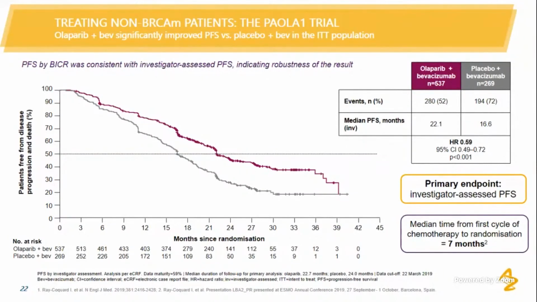Again, if we see the PFS benefit in the non-BRCA mutant population in the PAOLA-1 trial, there's a PFS benefit when olaparib along with bevacizumab is given versus placebo with bevacizumab. And it was about 7 months. So within 7 months, the patient was randomized to this trial.